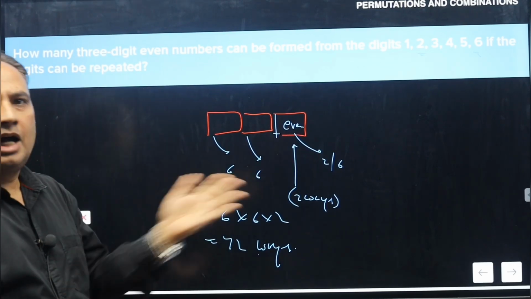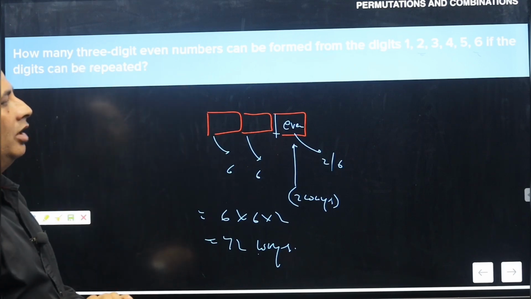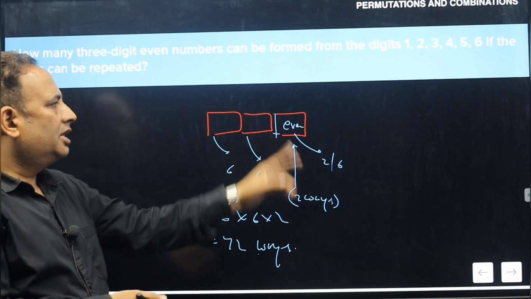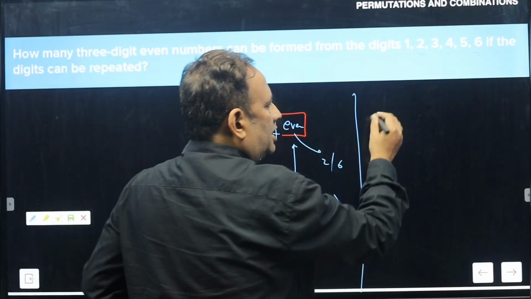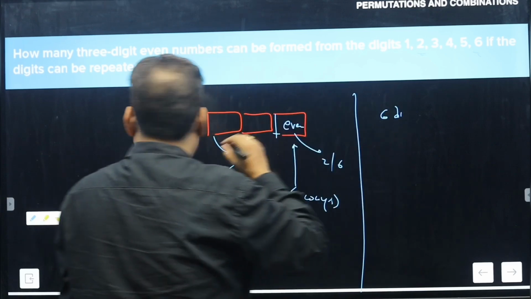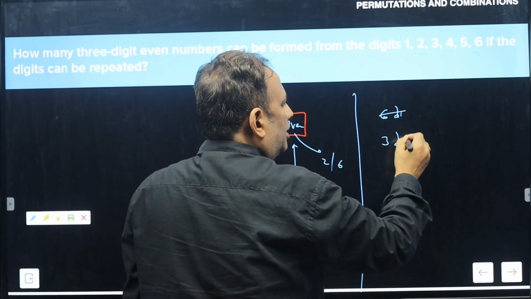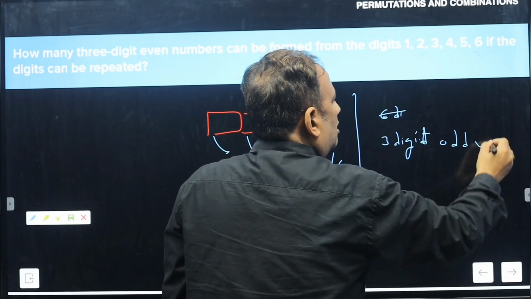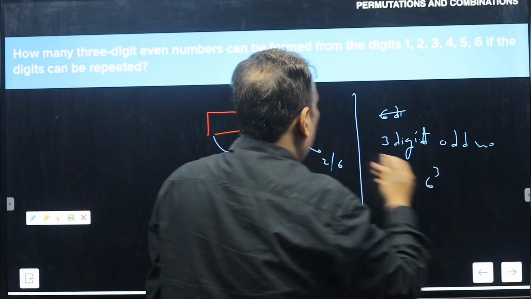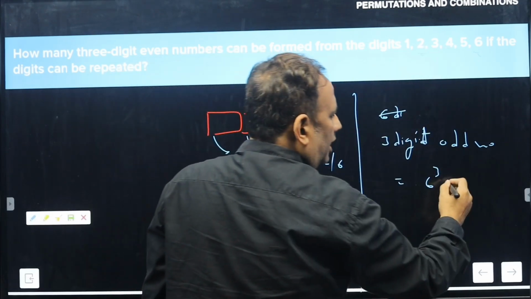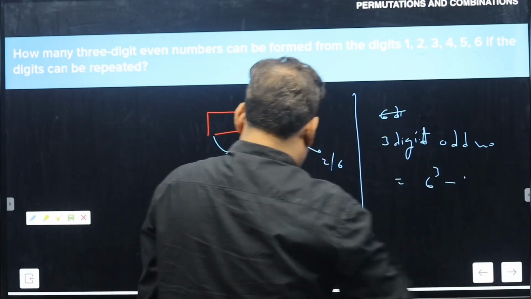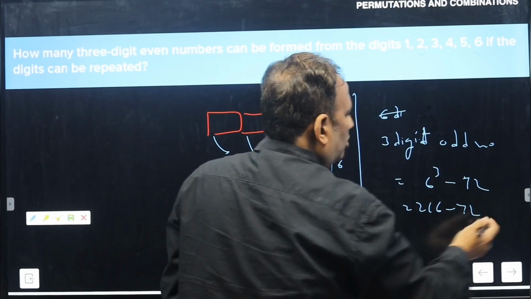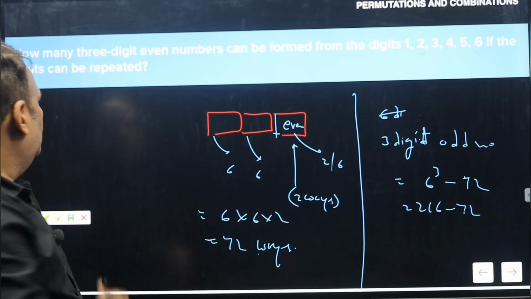Suppose in the same question, they ask for three-digit odd numbers, then what do you have to do? The total number of numbers is 6 cube, because digits are repeating and only 6 digits are there. 6 to the power 3 minus the number of even numbers, that is 72. So 216 minus 72. The rest of the numbers are all odd numbers.